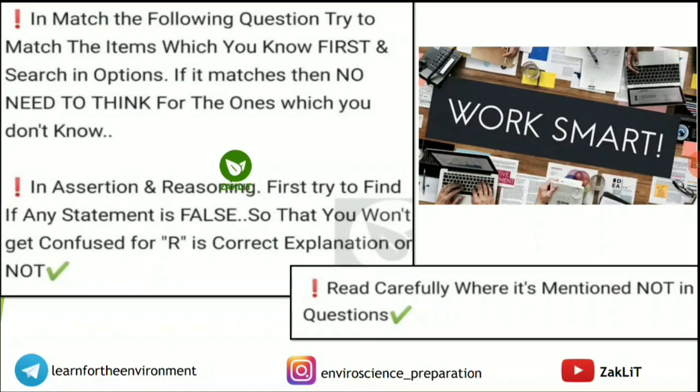Next, coming to the tip regarding match the following. First, in a match the following question, try to match the items which you know first.